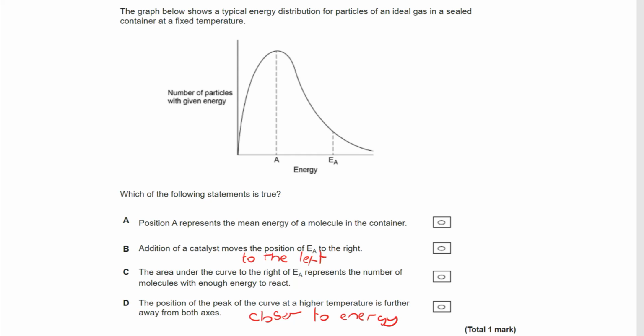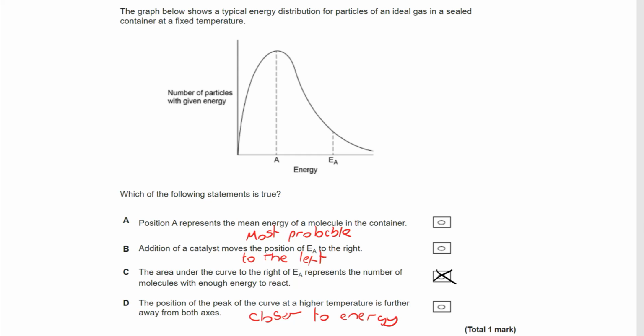The position of the peak of the curve is further away from both axes at a higher temperature. Well, no, at a higher temperature, the peak shifts to the right, which is away from the y-axis, but it also moves down. It's closer to the x-axis, to the energy. Position A does not represent the mean energy, it represents the most probable energy. The mean energy would be slightly to the right of A.